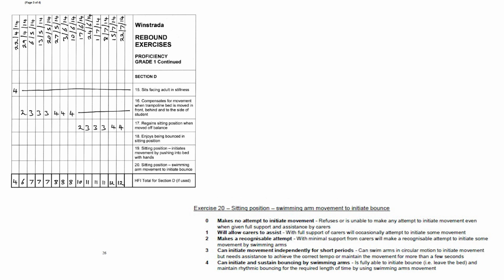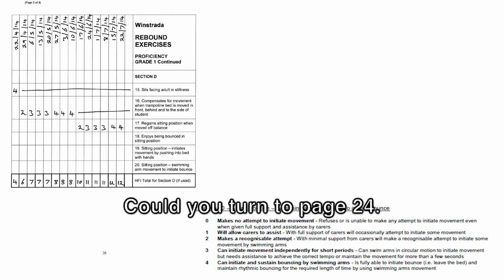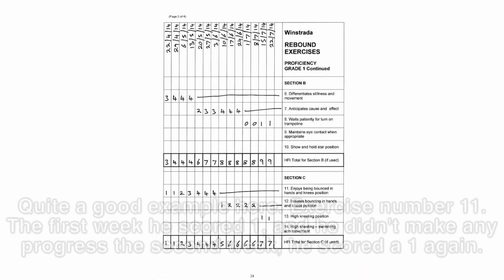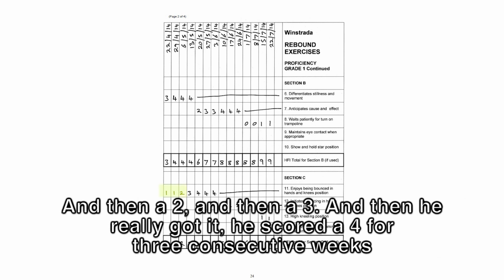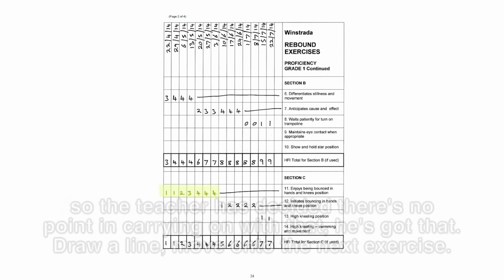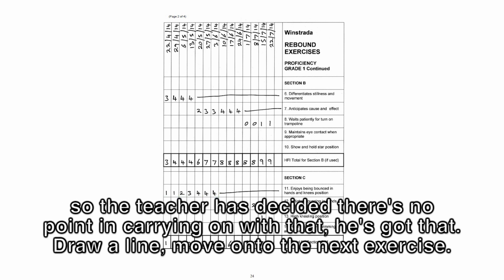A couple of other things I need to point out to you. Could you turn to page 24? Quite a good example here. Exercise number 11. Can you see that the first week he scored a 1, and he didn't make any progress the second week, he scored a 1 again, and then a 2, and then a 3, and then he really got it, didn't he? He scored a 4 for 3 consecutive weeks. So the teacher has decided, well, no point in carrying on with that. He's got that, draw a line, move on to the next exercise.